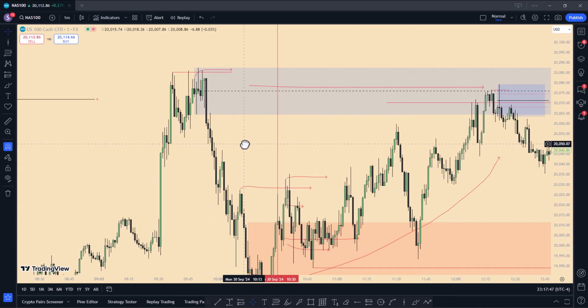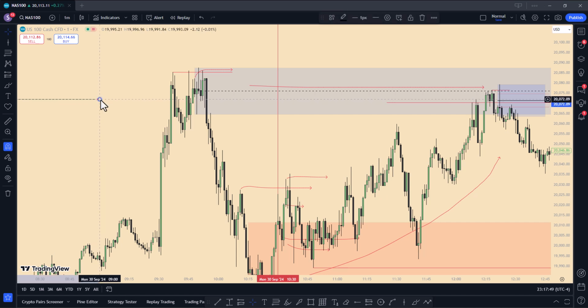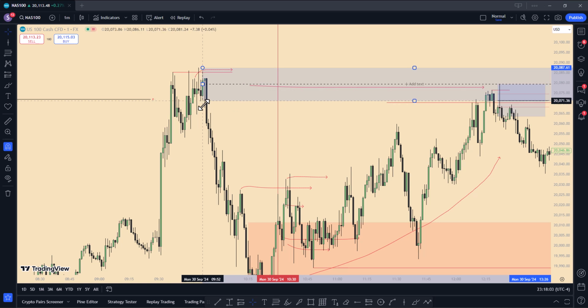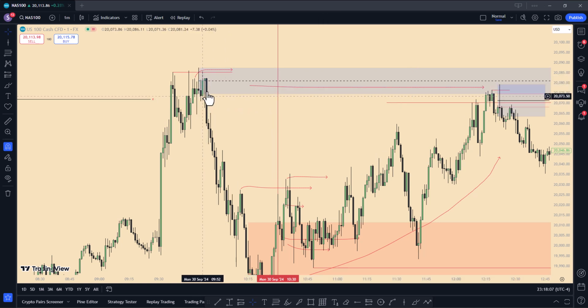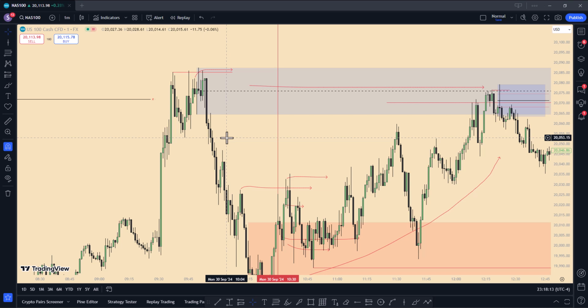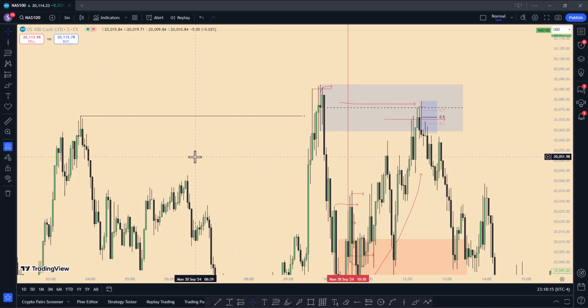Here we have again that 30-minute sweep. We also had a 3-minute sweep, as you can see. So here we have a 3-minute unmitigated sweep. Here we have a sweep on the 1 minute. Yes, we swept this, but this was mitigated. So I was looking for something on the higher time frame, and I found it at the 3 minute. So here we go.